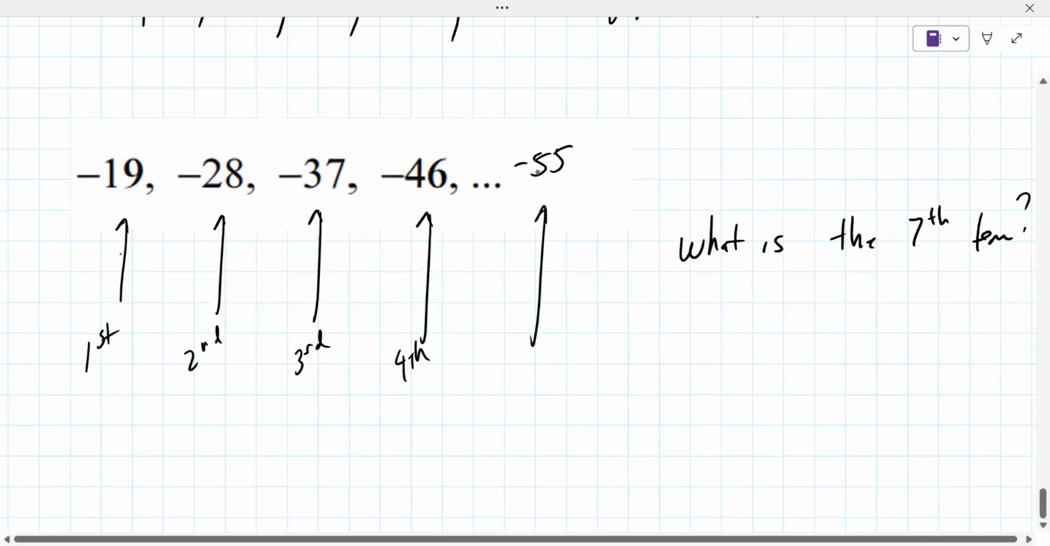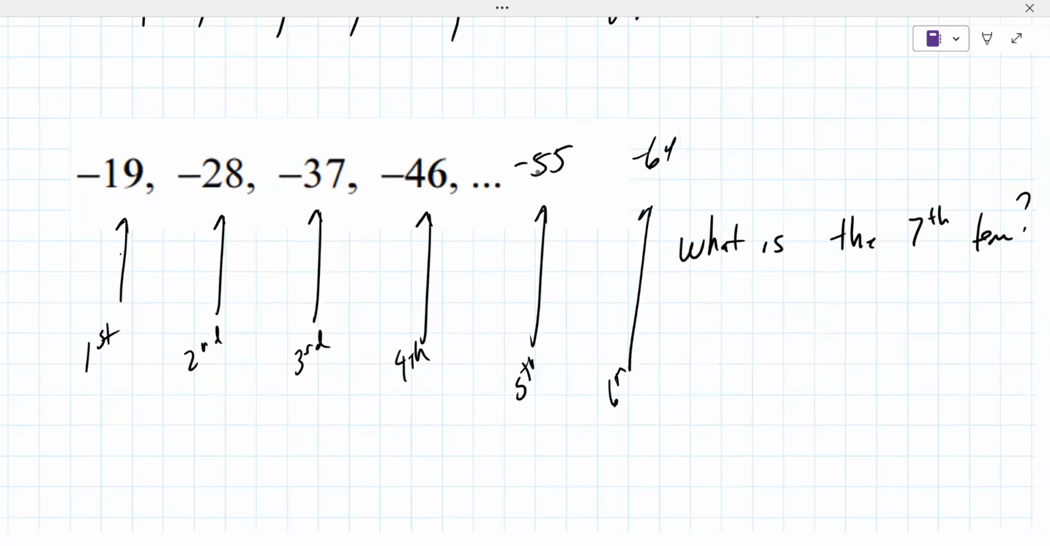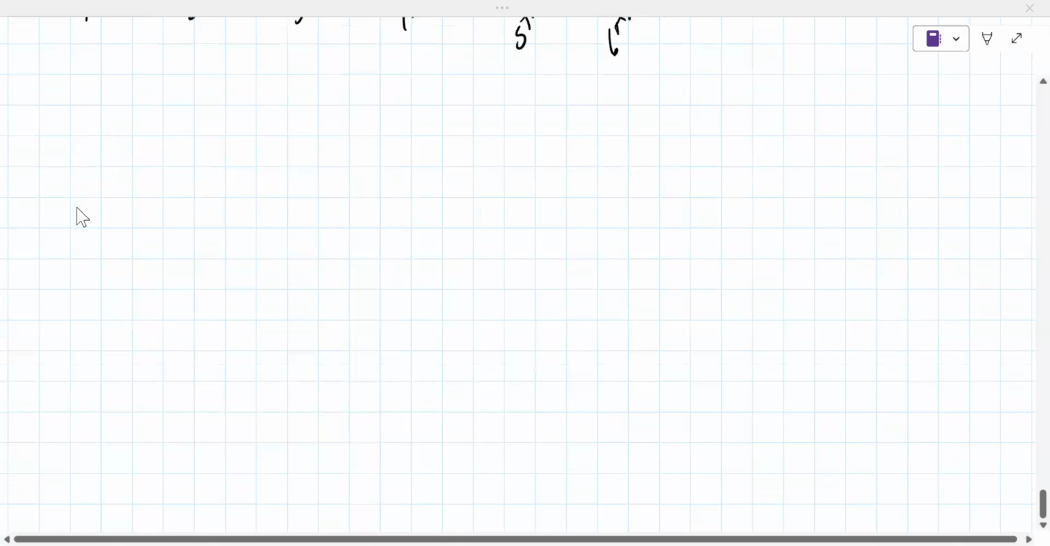Well, that's where you've got to write it out. That's the 5th. -64 is the 6th. So -73 is the 7th? Yes. So you've got to count, because if it were a test, all of these would be on there. They're all possible. So here is another one for you to look at.